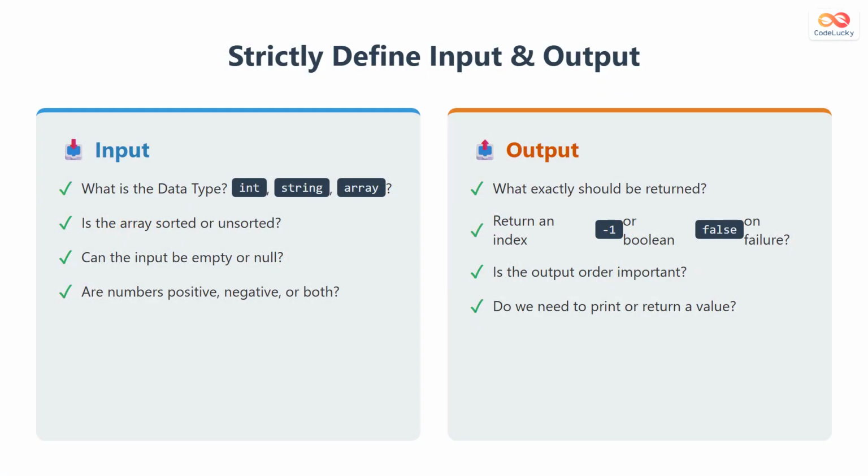Next, zoom in on the inputs and outputs. Don't guess. Explicitly check the data types. Are you receiving an integer or a string? Is the array sorted? For the output, do you return an index, the value itself, or a Boolean? Getting this wrong means your correct logic will still fail the test cases.